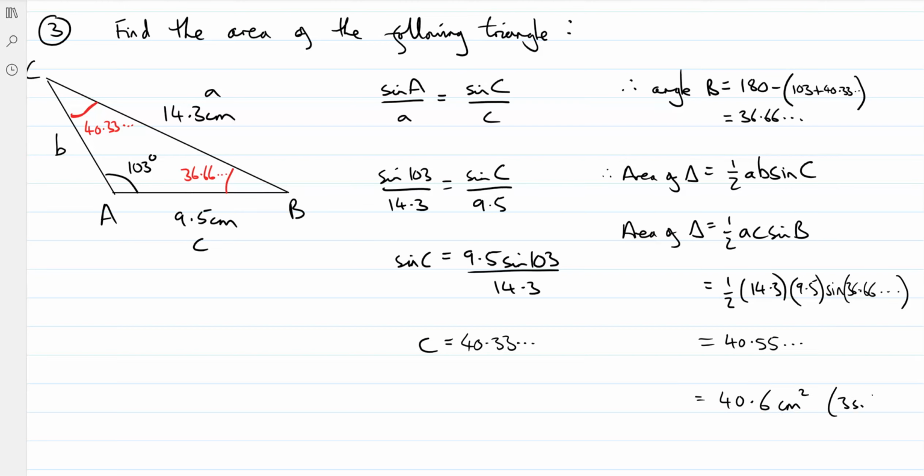Which is 40.6 centimeters squared. It's an area, and then our degree of accuracy, 3SF. So we can't always find the area directly, as we did in the first two examples, which were very straightforward, just plug into the formula. Sometimes you'll be given other bits of information, but use what you've got to work out whatever you can. So here we worked out angle C first. That then enabled us to find angle B, and then we can use our two lengths and the angle between them to find the area.